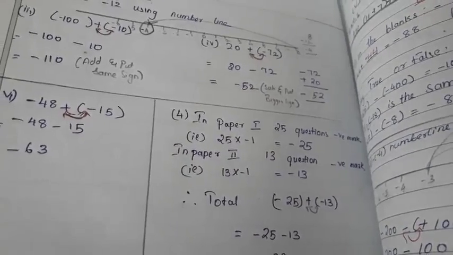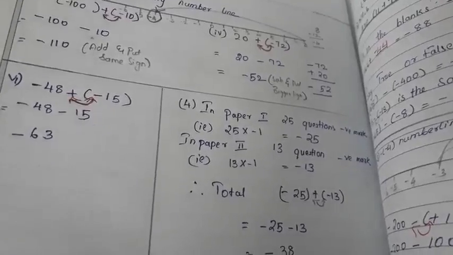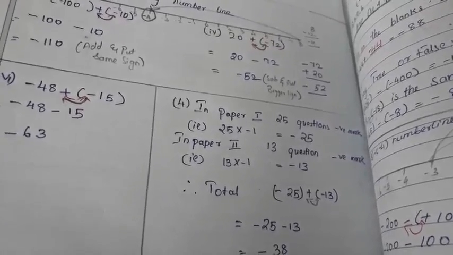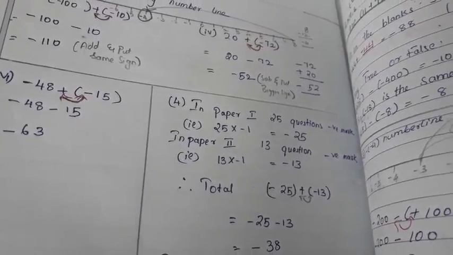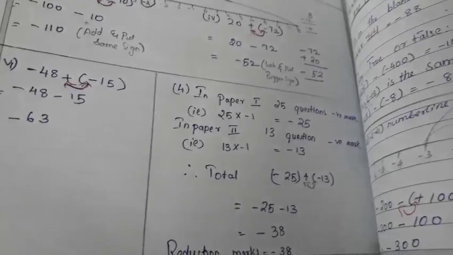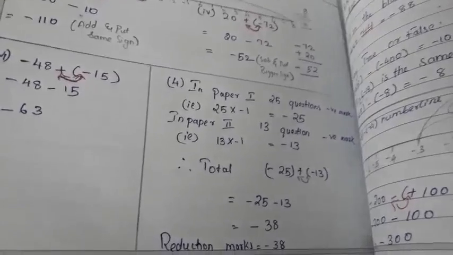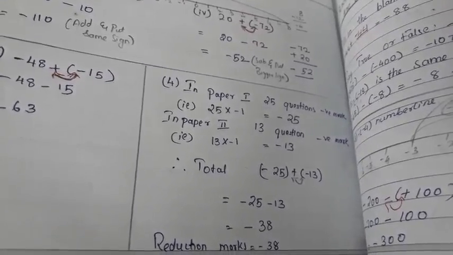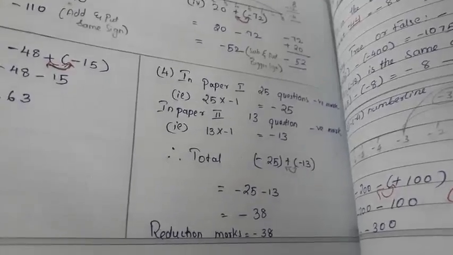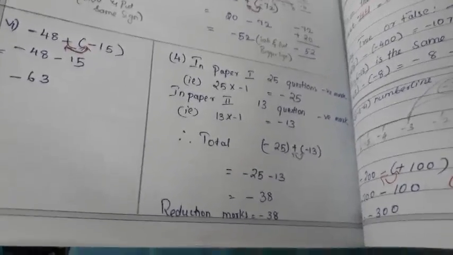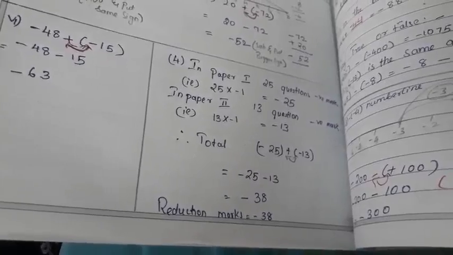So in paper 1, 25 questions she had answered wrongly, so negative marks. So 25 into negative marks means minus 1. So 25 into minus 1 is equal to minus 25. And in paper 2, 13 questions she has answered wrongly. So 13 into minus 1 is minus 13. And the question is finally how many marks she has earned negatively.